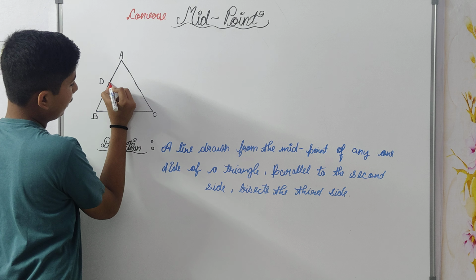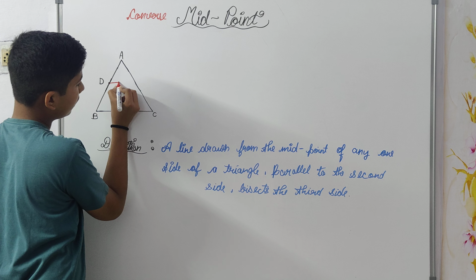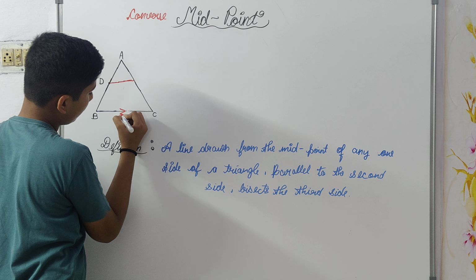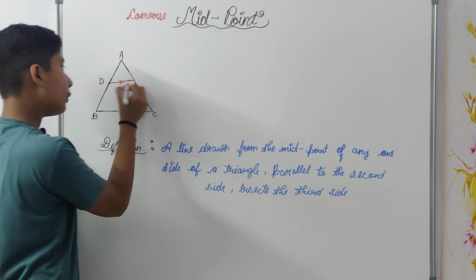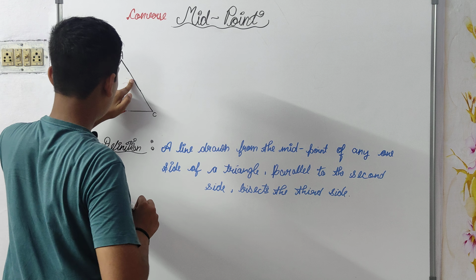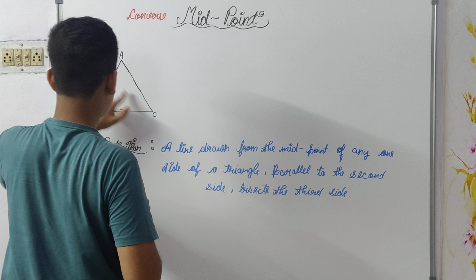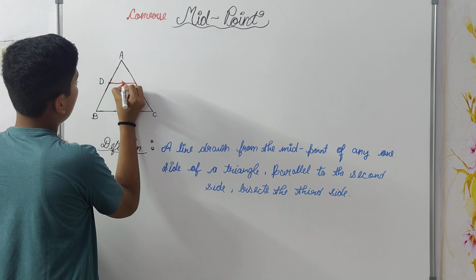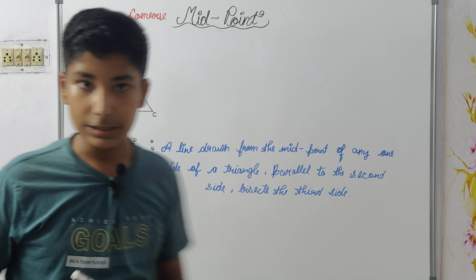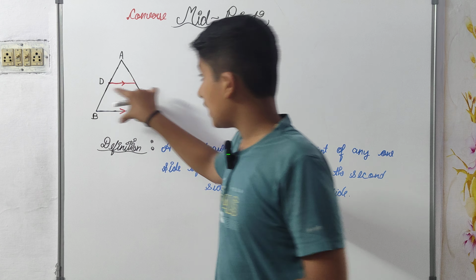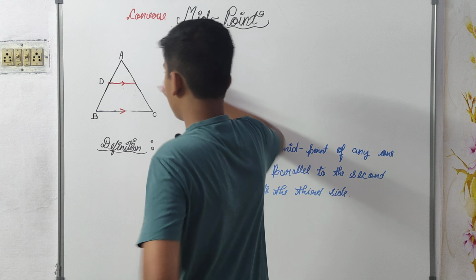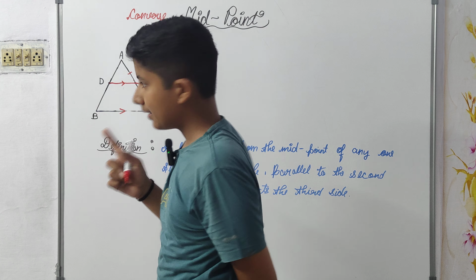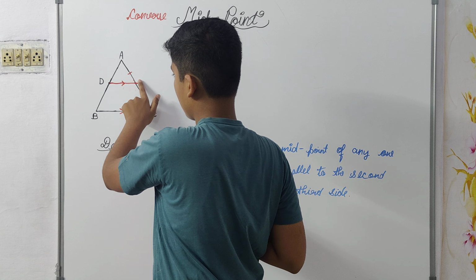So for example, if we draw a line from here and say that this line is parallel to this line, these both lines are parallel to each other. Wait, really not parallel. These are not looking parallel. Let's make it a beautiful line. Yes, these two lines are parallel to each other. If these are parallel, then this side will get divided into two equal halves. This is the theorem, the converse of the midpoint theorem.